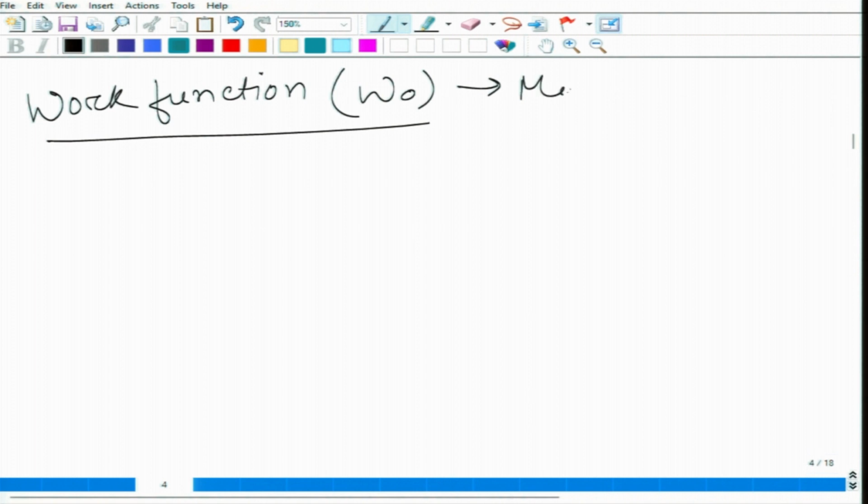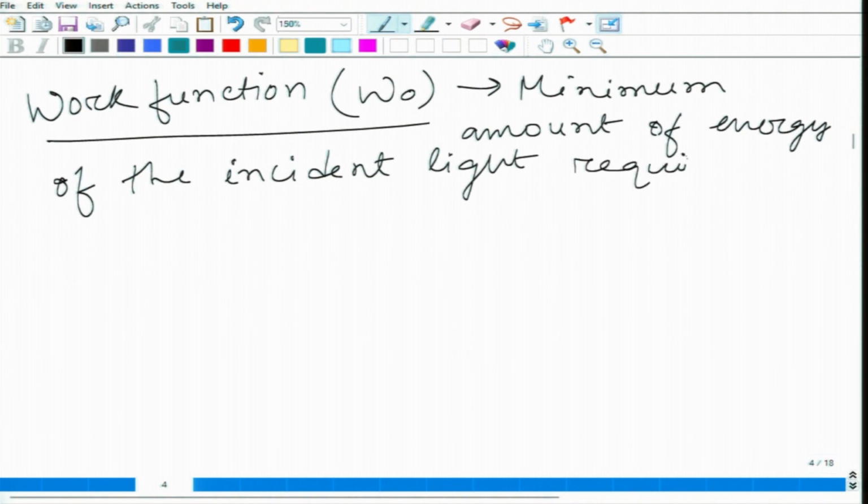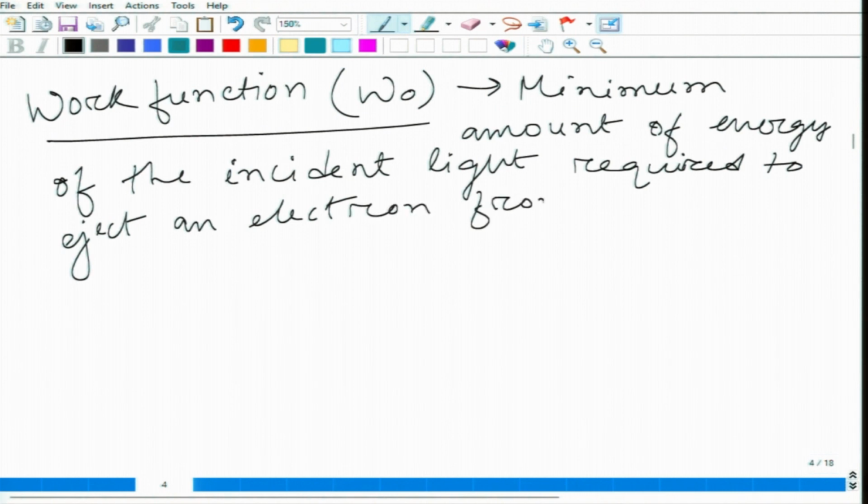Work function is defined as the minimum amount of energy of the incident radiation or the incident light required to eject an electron from a metal surface.